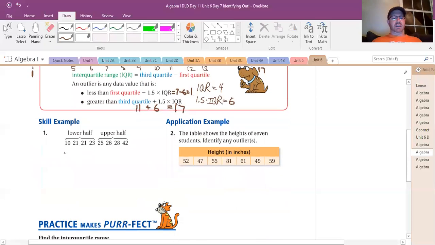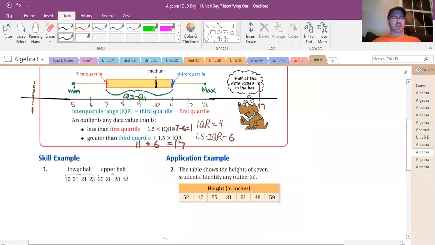So let's look at this set of data here. We've already divided it into the upper half and lower half, which means that our median is going to be between 23 and 25. If you remember what we looked at last week, we have 8 values, so between the 4th and the 5th is going to be our median. So I'm going to write that down, median.